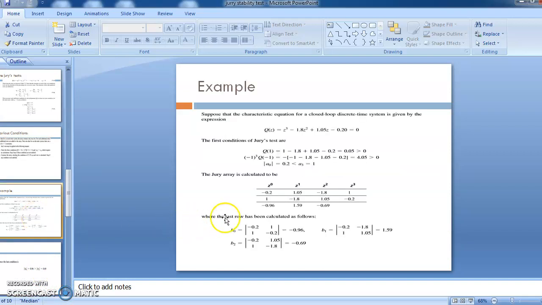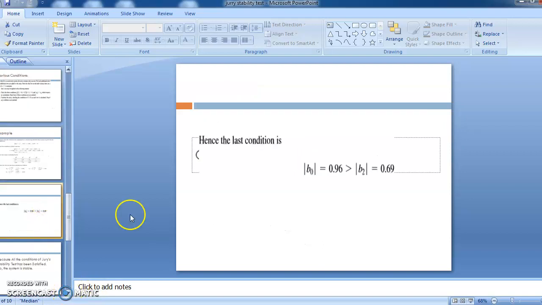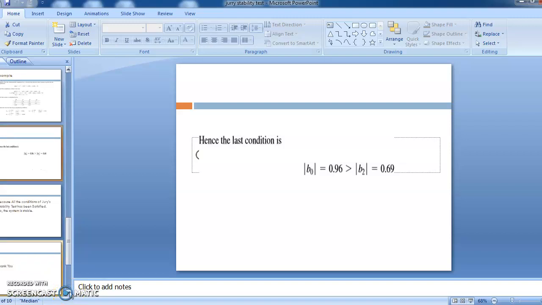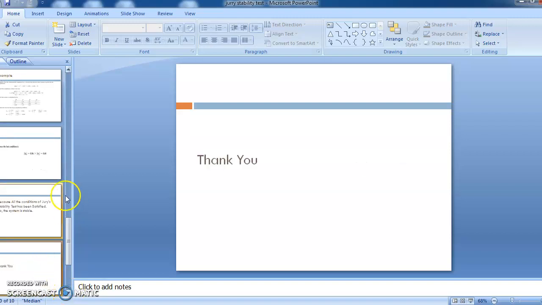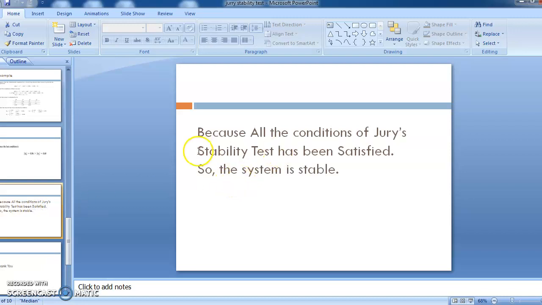So first is mod A0 will be less than An. This is applicable here. A0 is 0.2, mod of the A0, and An is equal to 1. So that is less than. So first condition qualifies. Then after that, second condition is this one. B0 will be greater than this. This is also qualified. We are taking the mod of that. And because all these conditions are satisfied, you may say that the system is stable. All the conditions of the Jury stability test have been satisfied, so the system is stable.